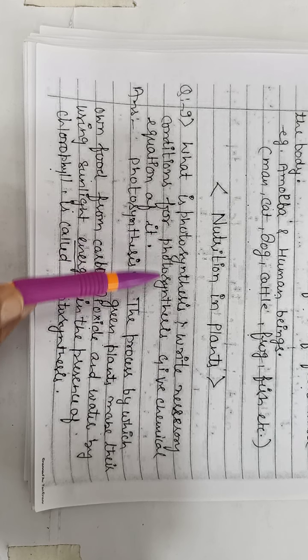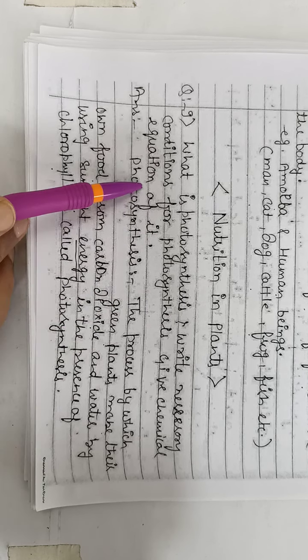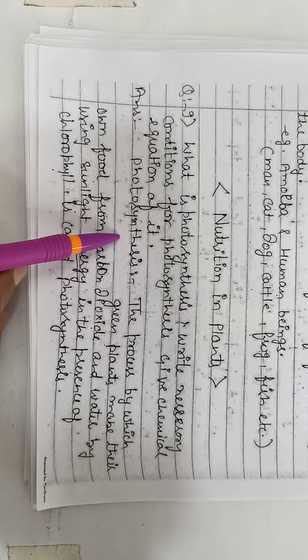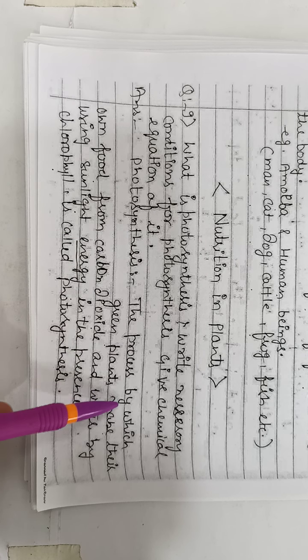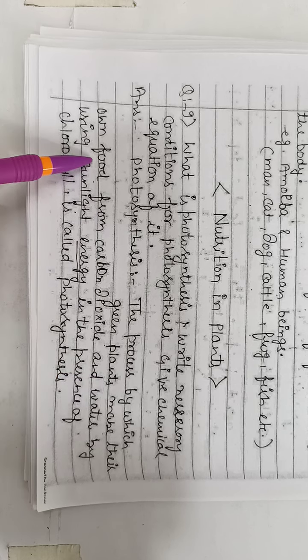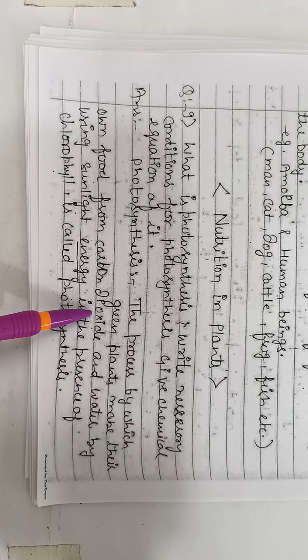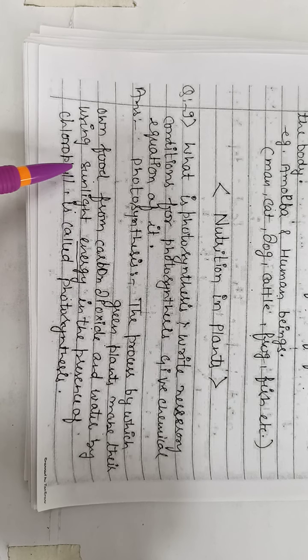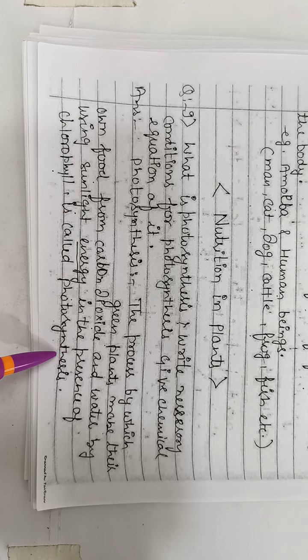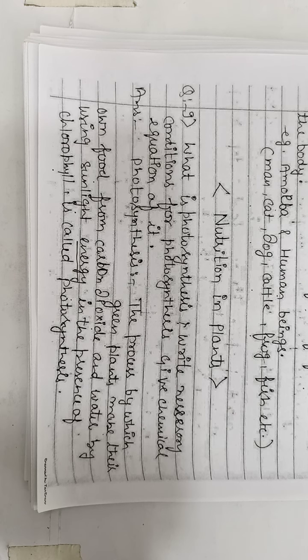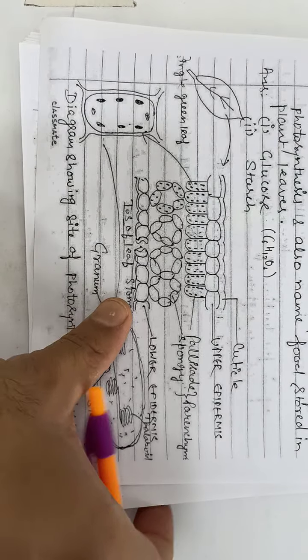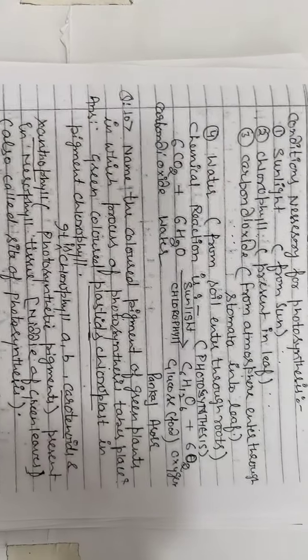Write necessary conditions for photosynthesis, give chemical equation for it. Photosynthesis: the process by which the green plant makes their own food from carbon dioxide and water by using sunlight energy in the presence of chlorophyll is called photosynthesis. Now the question arises, necessary conditions for photosynthesis. Necessary conditions for photosynthesis are the following.